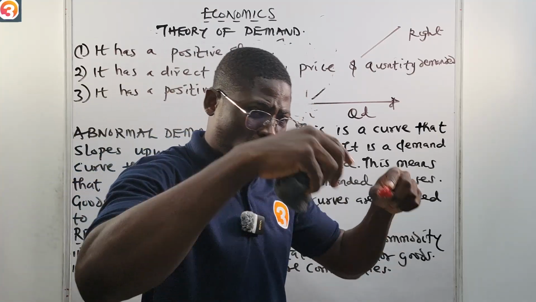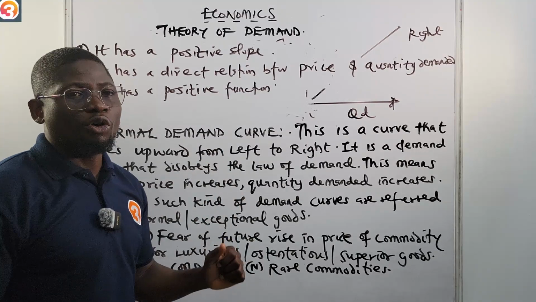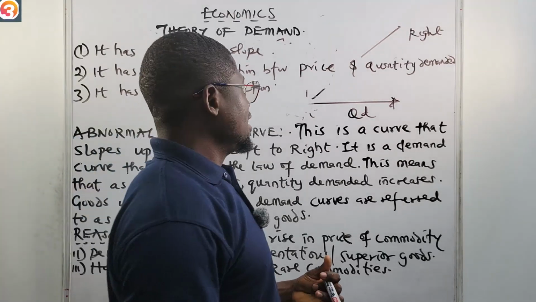All right. The demand will always be there. So these are the reasons why we have what? Abnormal demand curve. Thank you so very much.